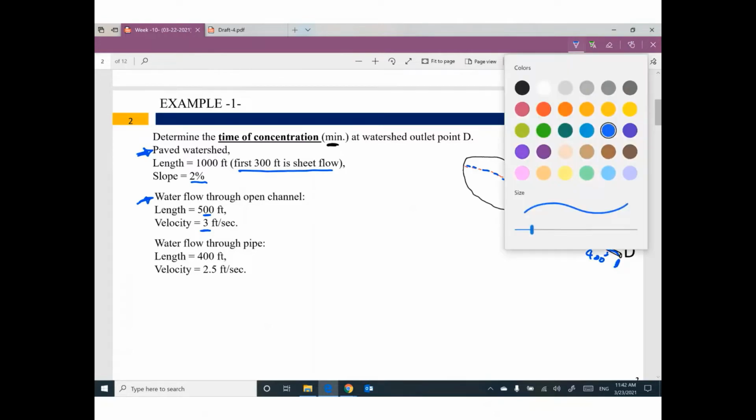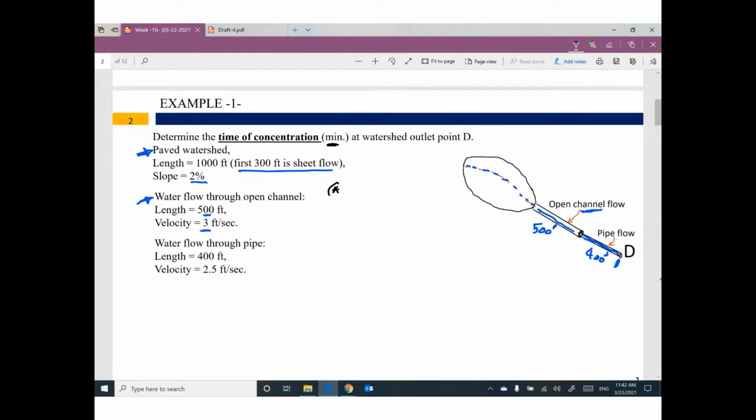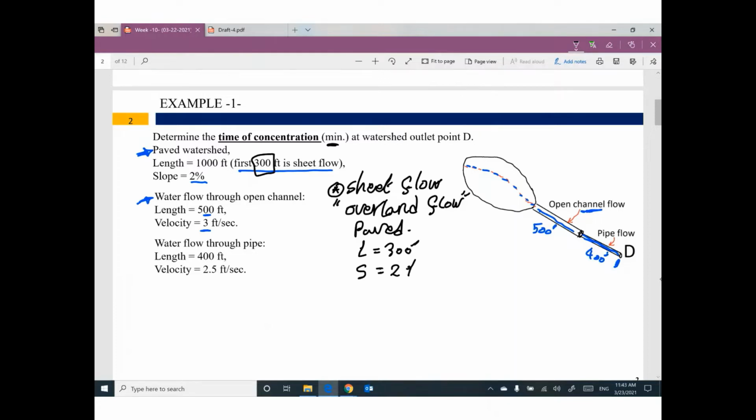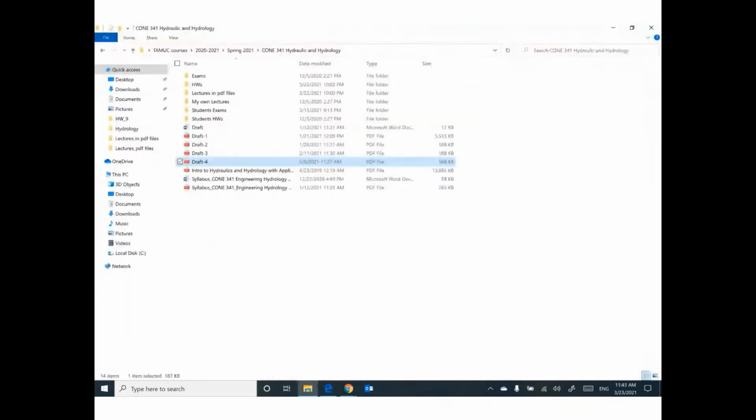Let's start with the first flow, sheet flow or overland flow. Type of surface: paved surface. The length equals 300 feet. Only 300 is sheet flow. The slope equals 2%. Do you remember last meeting?